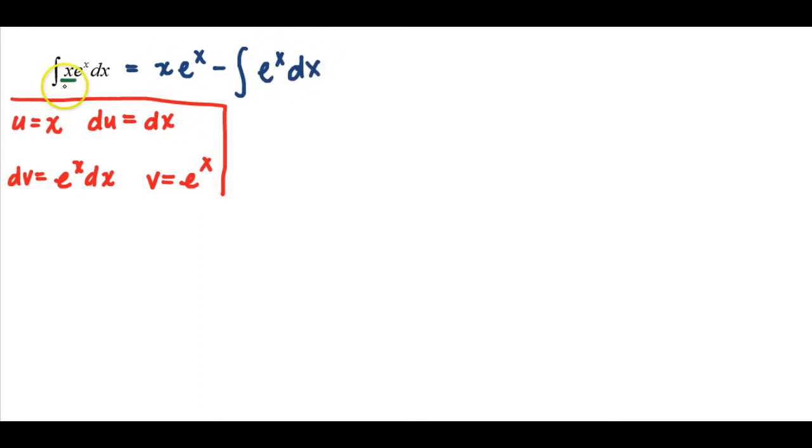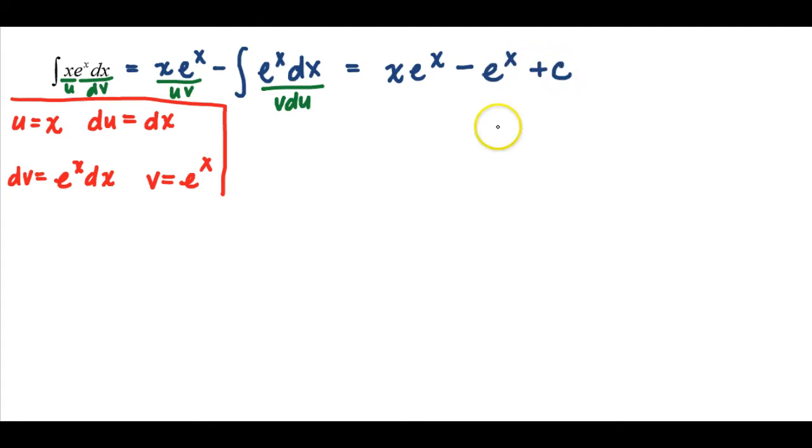So again, this portion here is u, this is dv, this here is u times v minus the integral of v du. So now I just have to evaluate this integral, which again is nice. So my final answer here is going to be x e to the x, and then minus, well, this integral is just e to the x, and it's an indefinite integral, so I have to include the plus c.